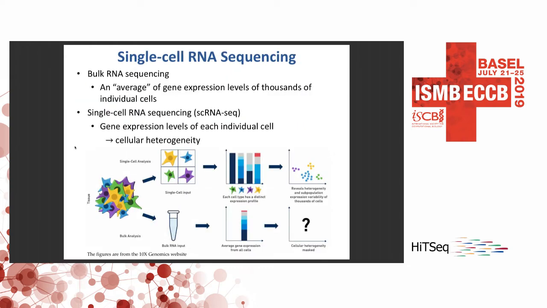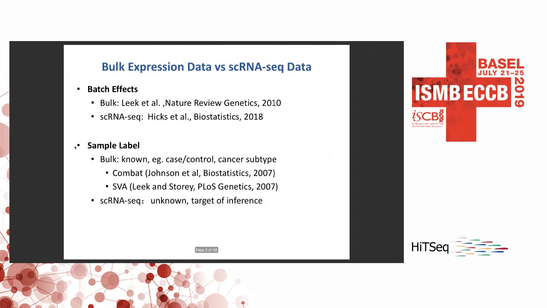Compared to bulk experiments, single-cell experiments allow us to have a much better understanding of cellular heterogeneity. Nevertheless, just like bulk expression data, single-cell expression data can also have very severe batch effects. However, one main difference between bulk gene expression data and single-cell RNA-seq data is whether we know the cell type of each sample. In bulk data, often each sample corresponds to a person, and we know whether the person is a case or control sample, whether the patient comes from cancer subtype 1 or subtype 2.